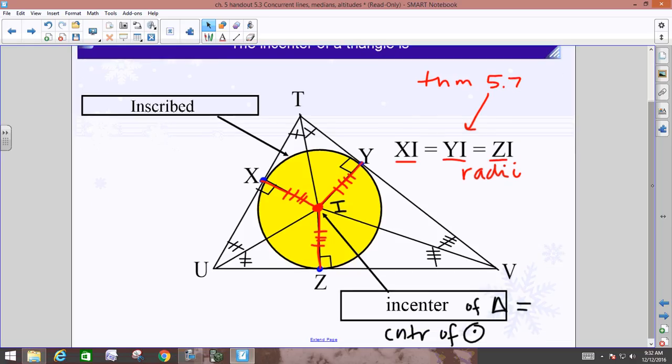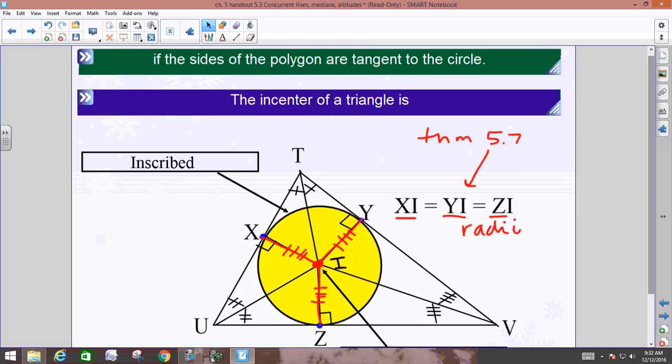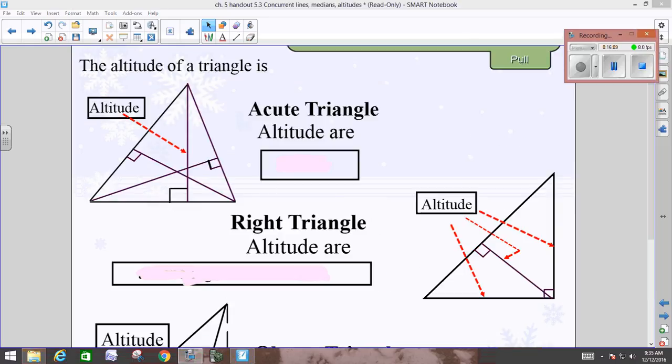Oh, I never did define that. The incenter of a triangle is the point of concurrency of the angle bisectors. The last vocab word on the top of the other side is the altitude.